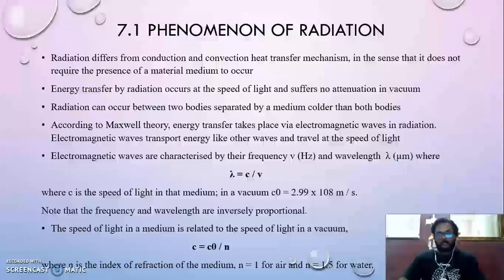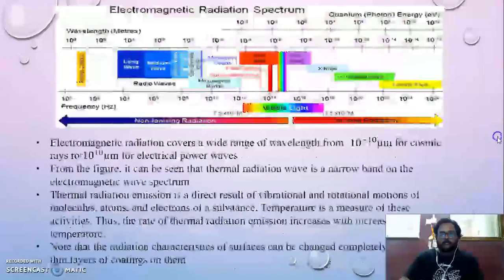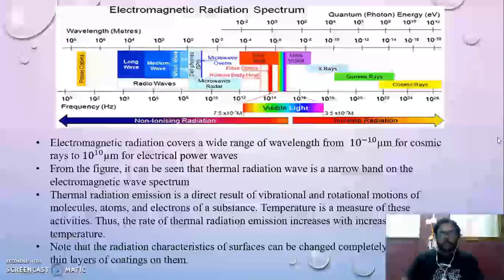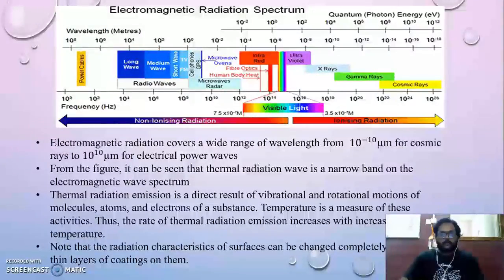n has a value. For example, n is equal to 1 for air and n is equal to 1.5 for water. Okay, so here we have the electromagnetic radiation spectrum. There's a graph here where we have the wavelength in meters and frequency in hertz, as I said. Over this side we have the non-ionizing radiation and over here we have the ionizing radiation.